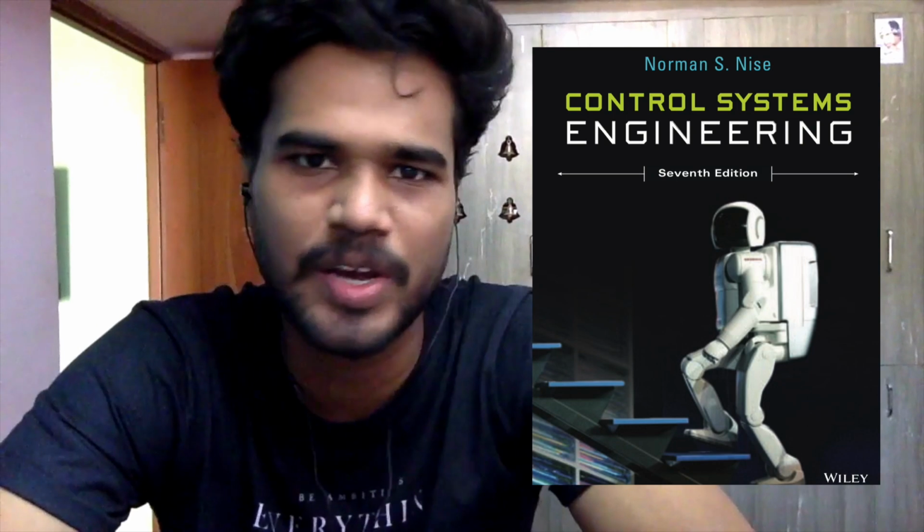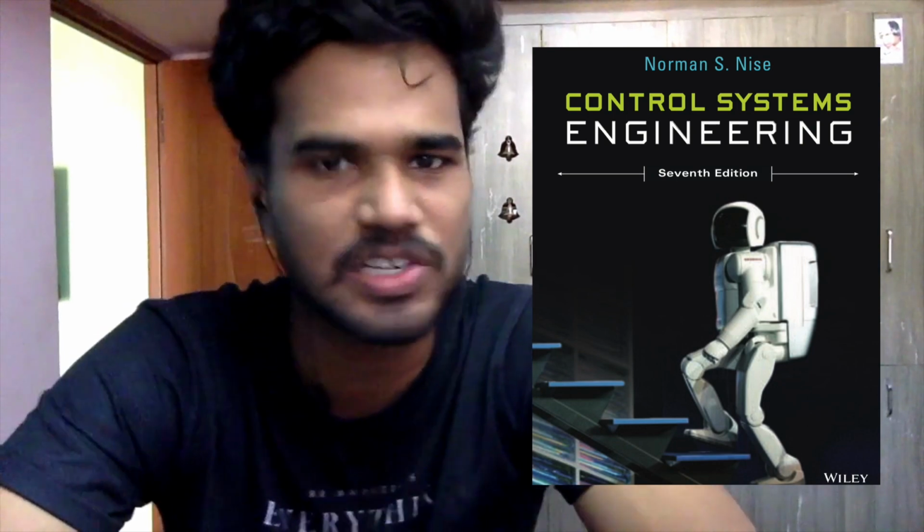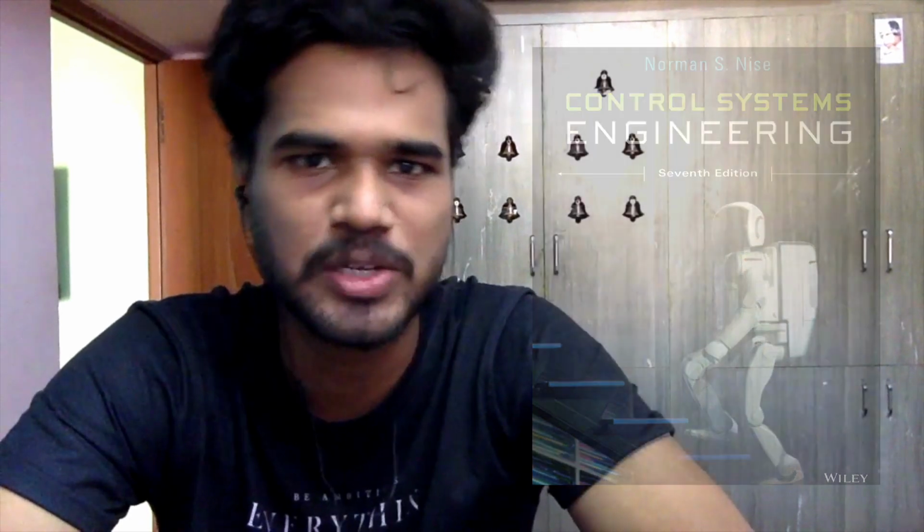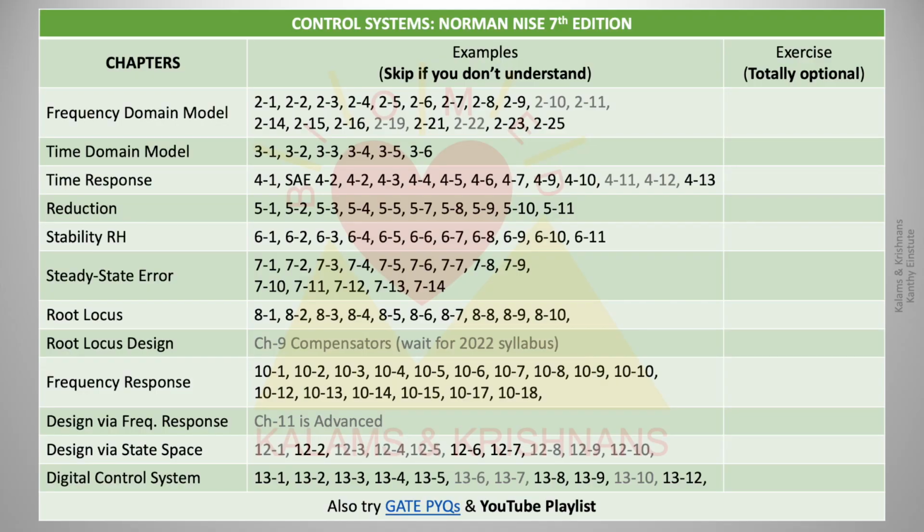Control systems by Norman Nise has very well illustrated examples that build on top of each other. These are very useful to understand the concepts as well as to find a lot of practice problems. Norman Nise is a nice one-stop solution. I've listed down the chapters that are there in the syllabus and also the examples that are useful for GATE. Notice again, this is a very well illustrated book with very nice examples that build on top of each other.